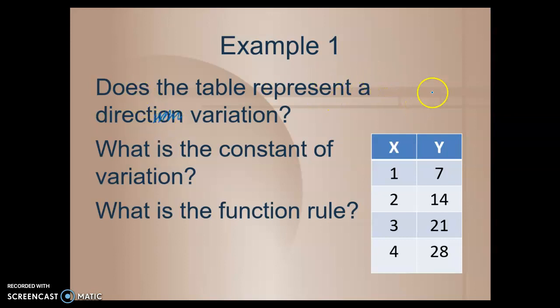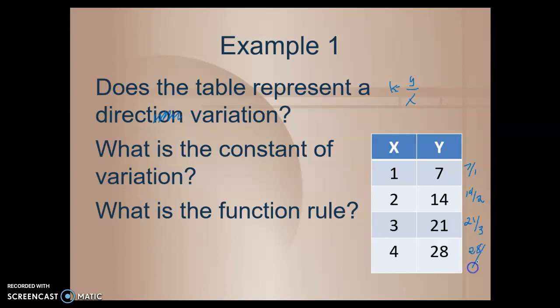Remember we said that direct variations have a constant term where every y divided by x is the same number. So let's see. 7 divided by 1, 7. 14 divided by 2, 7. 21 divided by 3, 7.